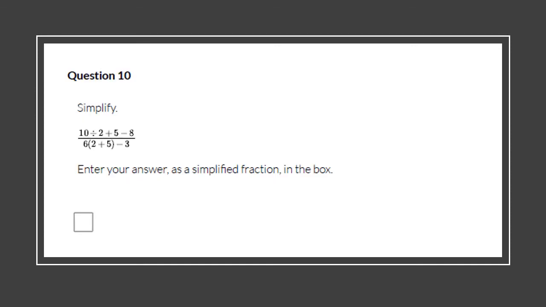Okay, let's look at this one. This is a big ugly one, as I like to call them. Okay, but I'm going to look at the top. I've got 10 divided by 2 plus 5 minus 8. And I like to think of these as two sets of parentheses because they're really two separate problems that we bring together at the end. So I'm going to solve them as two separate problems first. So I'll do the purple on top and green on bottom.